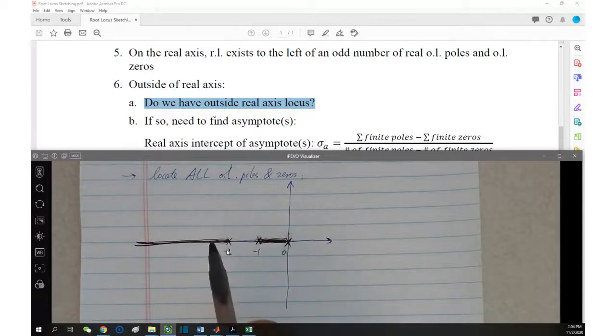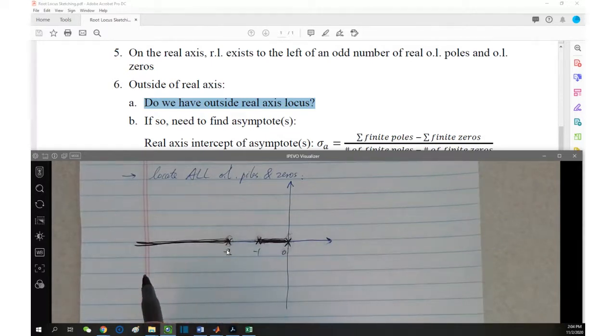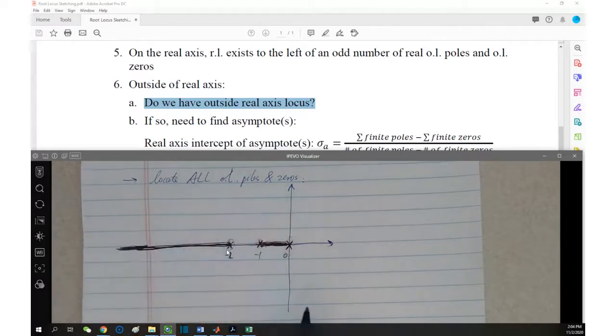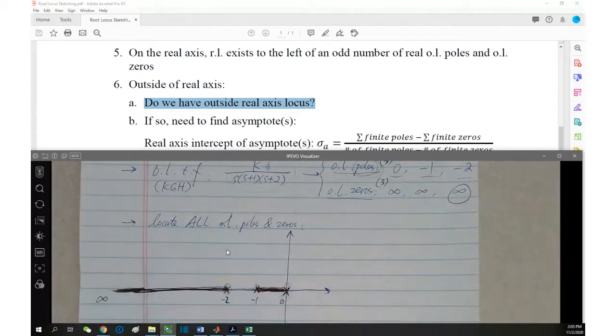Okay. So to this branch, what are we seeing? We have one starting point, which obviously is the open loop pole at -2. Starting point, no problem. Do we have an ending point? We do. Okay, no problem. The ending point is what? Infinity. Right? So what do we say? We say we have a complete branch starting from -2 all the way to infinity. It's a complete branch. No problem. This branch is okay. We don't need to worry about it.